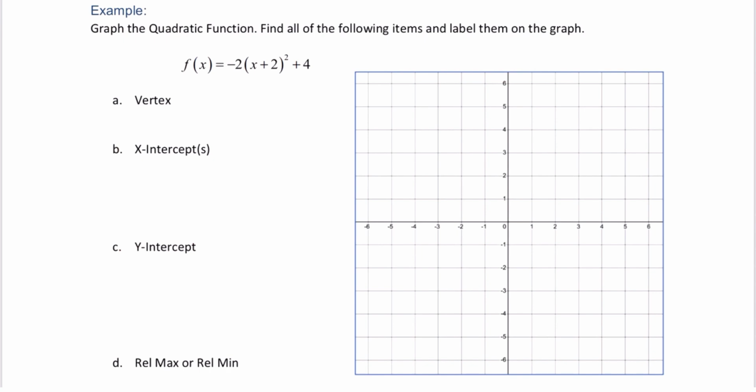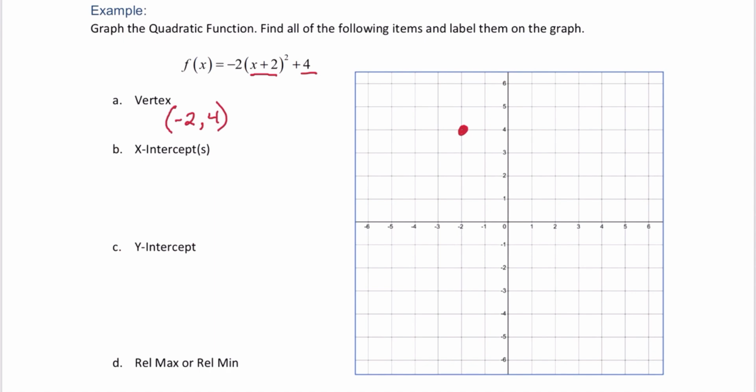In this example, notice that the function is given to us in vertex form. So we can look on the inside of the parentheses for h. h will be the opposite of what we see. We see plus 2, so the x-coordinate of the vertex is negative 2. And then the k value will be exactly what we see for that far right number. So we have (negative 2, 4) for the vertex.